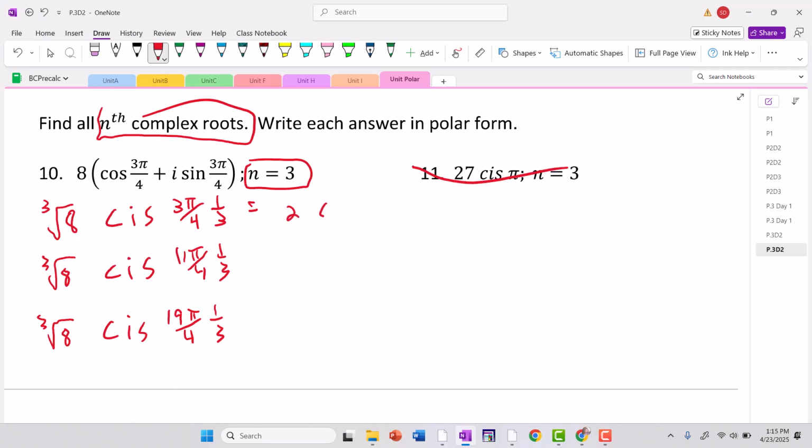That's 2 cis. Actually, the 3's cancel on this one, so that's pi over 4. 2 cis. What time is it up there? 14. Good, we're going to be good. And then 2 cis 19 pi over 12.